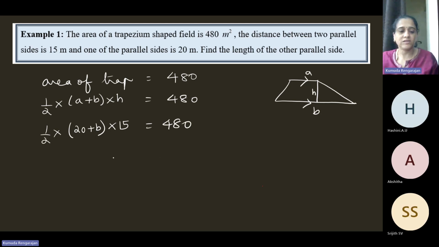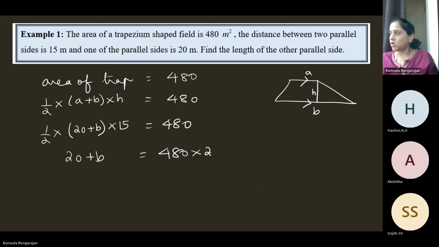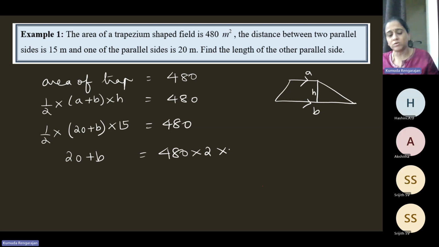All right, so let's solve this equation. Okay, we'll transpose once again. We'll just transpose this, so you will have only 20 plus B on this side. It's half into 20 plus B into 15. So let's transpose 1 by 2. It's a product, so you can transpose 1 by 2. It becomes 2 by 1, and 15 by 1 becomes 1 by 15 on the other side.